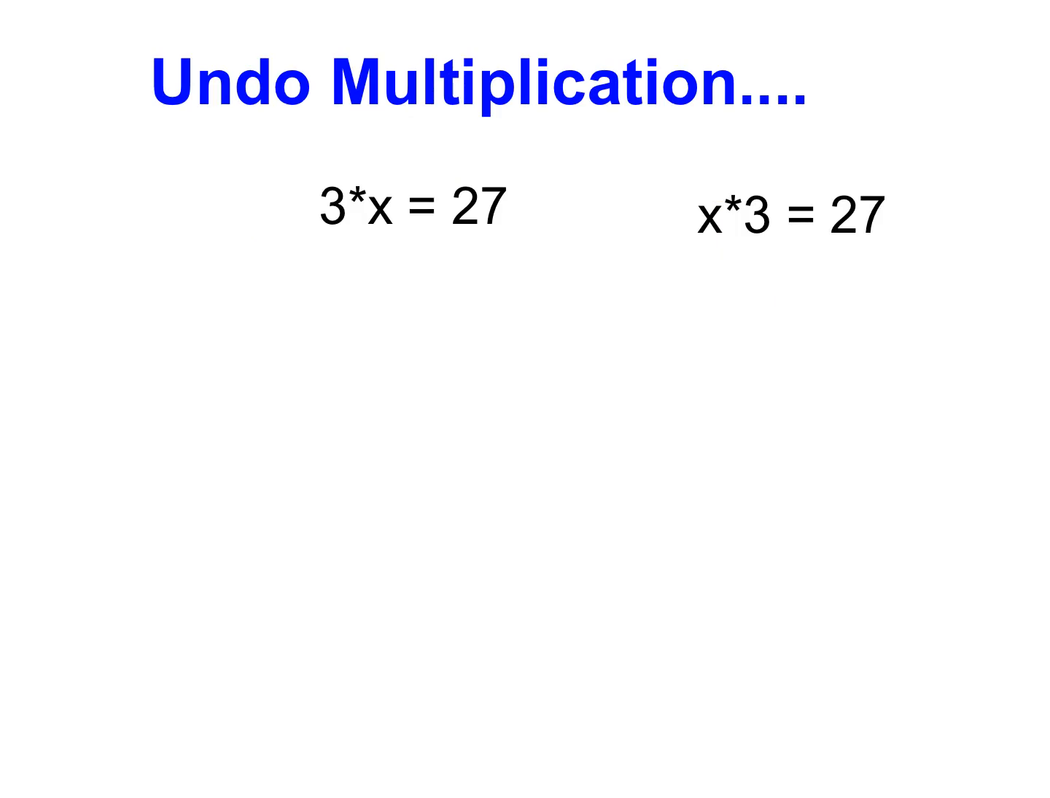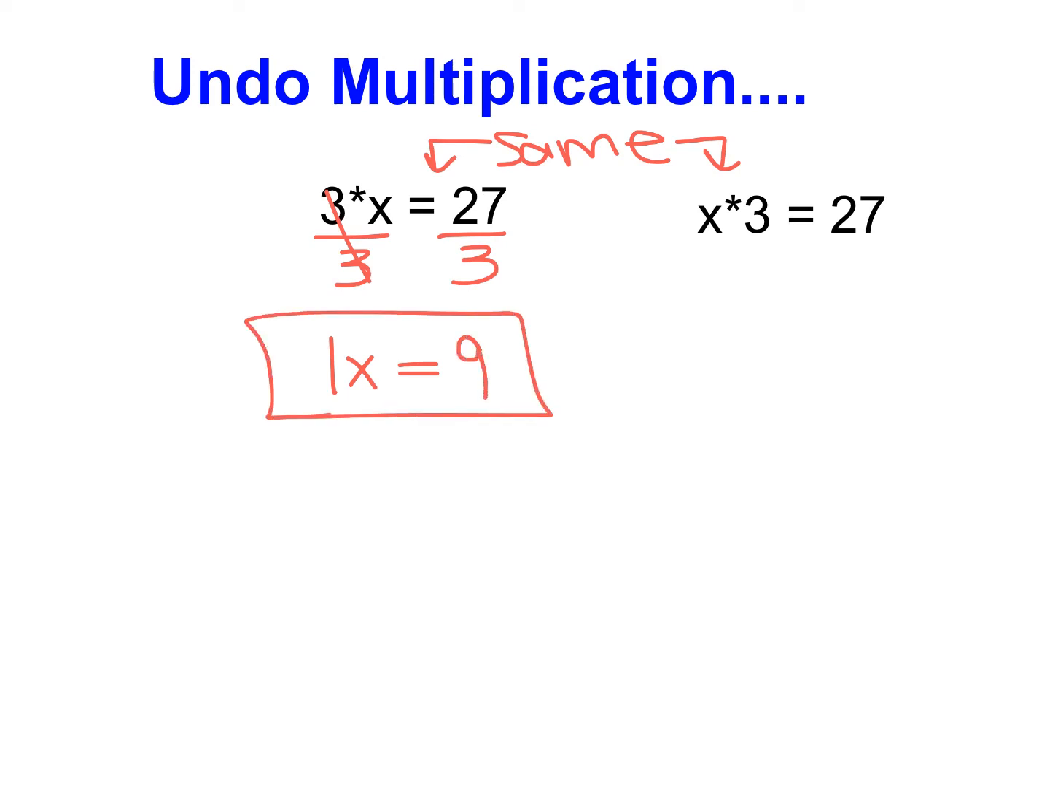So here we can see that we have an equation that contains multiplication of x and a number. So we have 3 times x equals 27 and x times 3 equals 27. And ultimately, these are again the same since multiplication can be done in either way. And the way to undo that multiplication and to get the x by itself is to use division. So here we can divide both sides by 3. So 3 divided by 3 would give us 1x. And 27 divided by 3 would give us 9. So we're able to undo multiplication using the division operation.